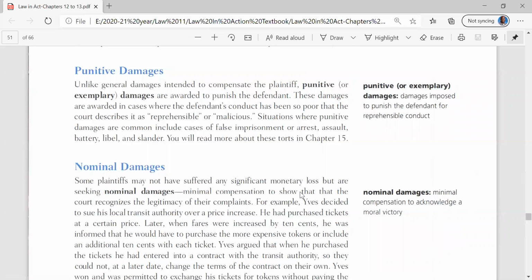The other side is called nominal damages. That's minimal compensation to acknowledge a moral victory. So it could be something where you did something wrong, the person may be broke, and I say, fine, all I want is $1. Just because you want to acknowledge that there has been a victory and the compensation doesn't really matter.